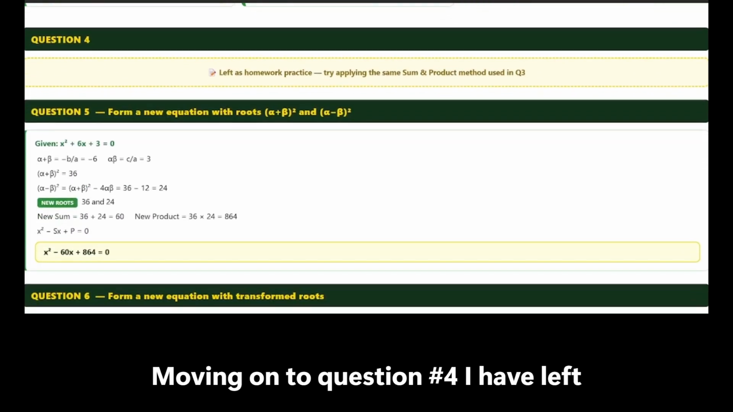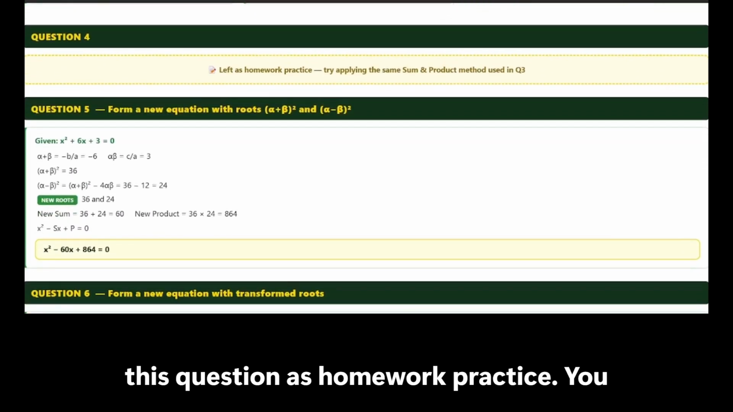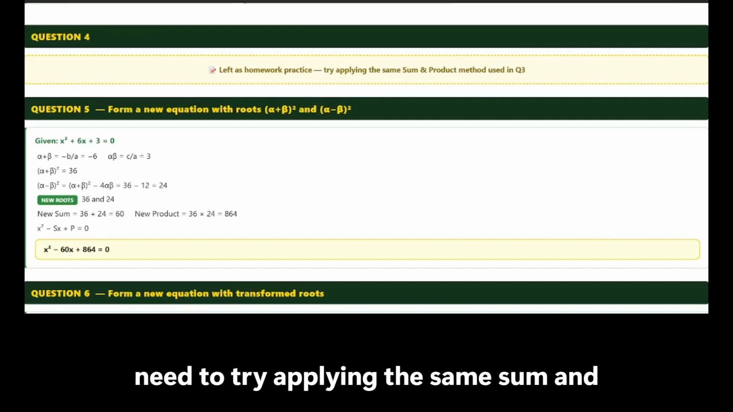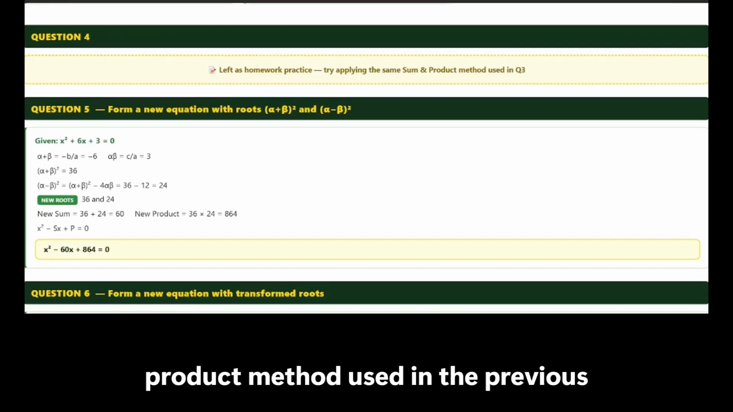Moving on to question number 4, I have left this question as homework practice. You need to try applying the same sum and product method used in the previous question.